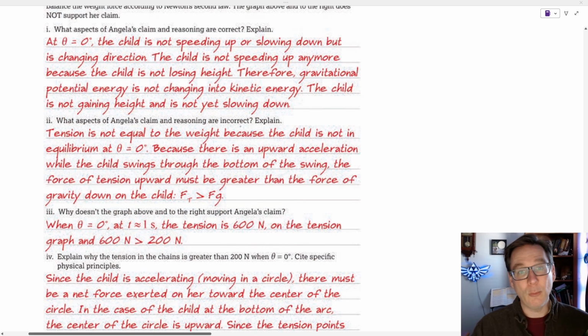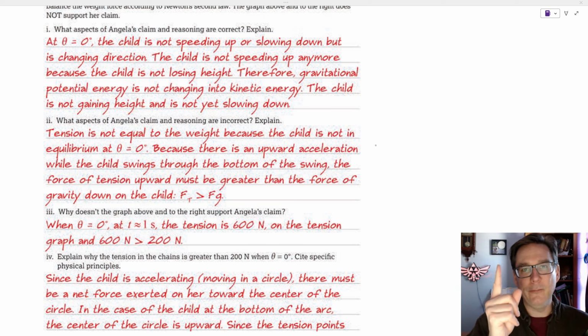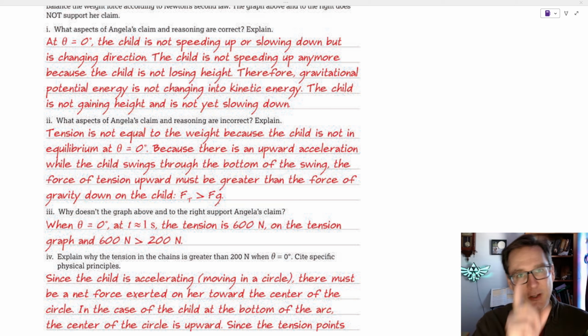But what is incorrect is, and this is what I was getting at a second ago, the child's not at equilibrium. There is an upward acceleration. And since there's an upward acceleration, there needs to be an upward force. So the force of tension is going to be greater than the force of gravity because the child is changing direction.